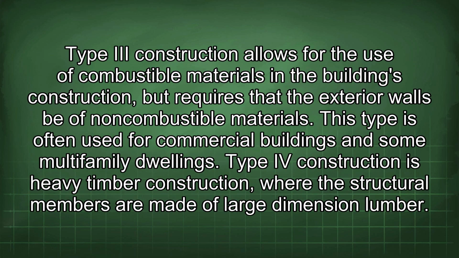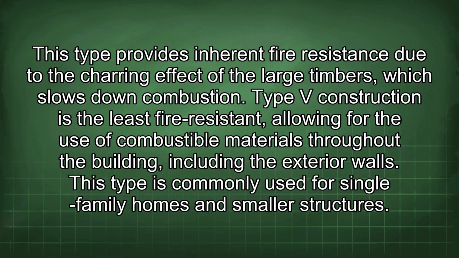Type III construction allows for the use of combustible materials in the building's construction, but requires that the exterior walls be of non-combustible materials. This type is often used for commercial buildings and some multifamily dwellings. Type IV construction is heavy timber construction, where the structural members are made of large dimension lumber. This type provides inherent fire resistance due to the charring effect of the large timbers, which slows down combustion. Type V construction is the least fire resistant, allowing for the use of combustible materials throughout the building, including the exterior walls. This type is commonly used for single-family homes and smaller structures.